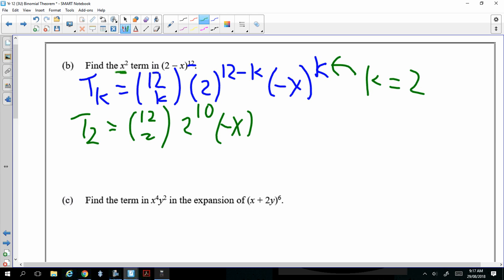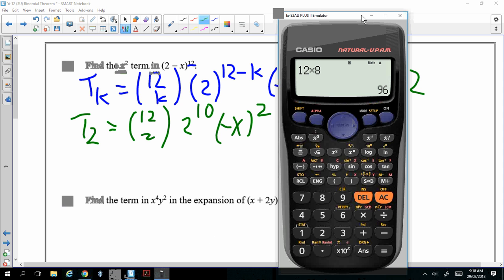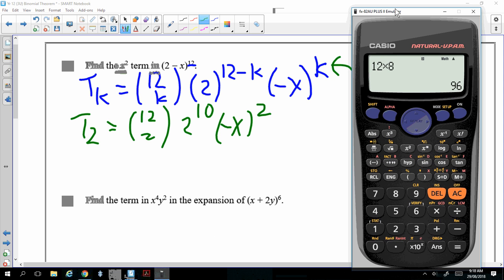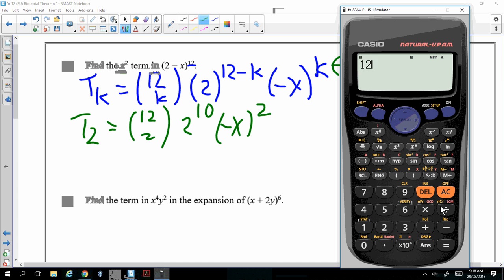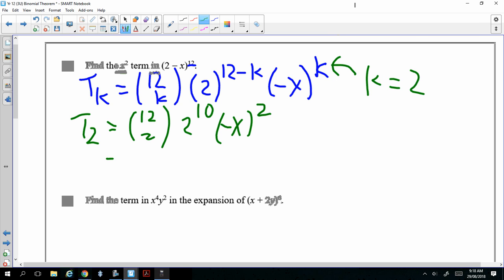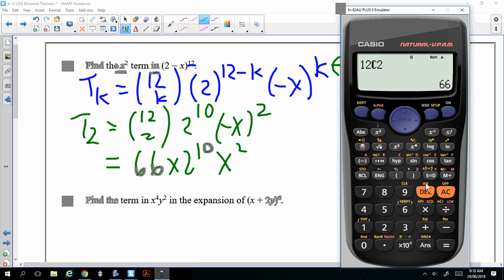12C2, that will be 66. Without drawing the whole Pascal's triangle, it's going to be a very big number. Sometimes they just ask you to leave it in index form, or you can just work it out. I don't think it's that big. Okay, 67584.